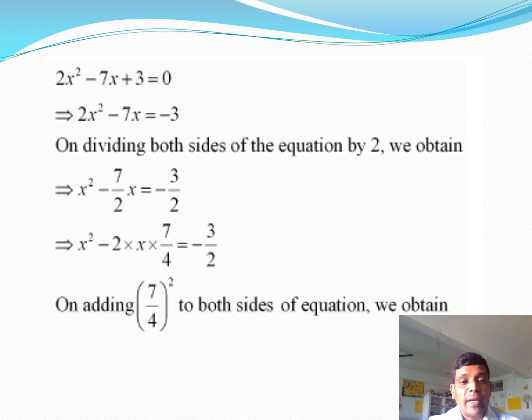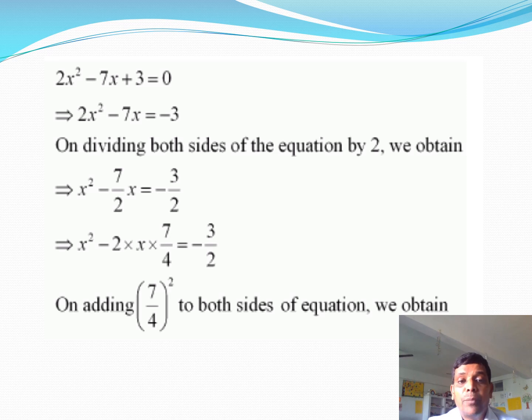Question: 2x square minus 7x plus 3 equals 0. This is in the form of ax square plus bx plus c equals 0. Transpose plus 3 from LHS to RHS, it becomes minus 3. Next, each and every term is divided by 2, because the coefficient of x square is 2. That's why we divide by 2.